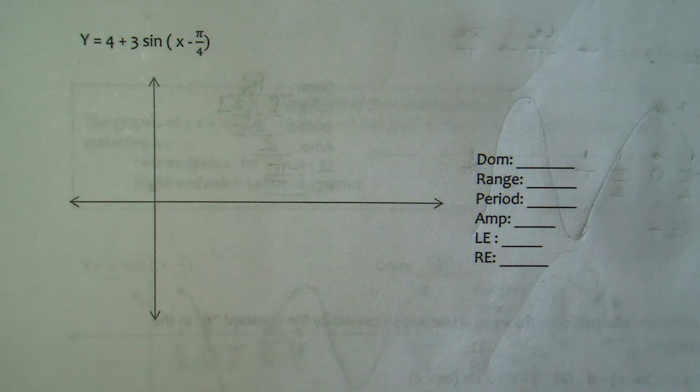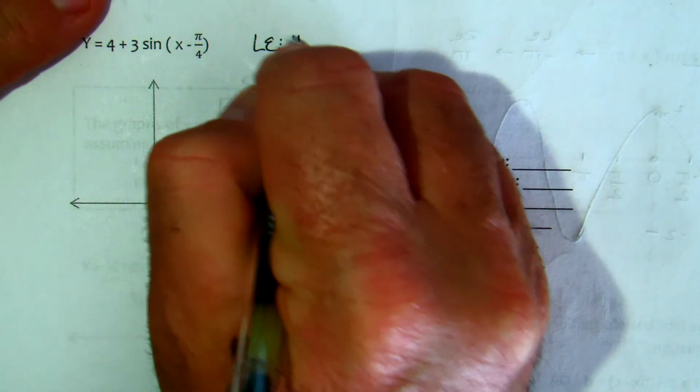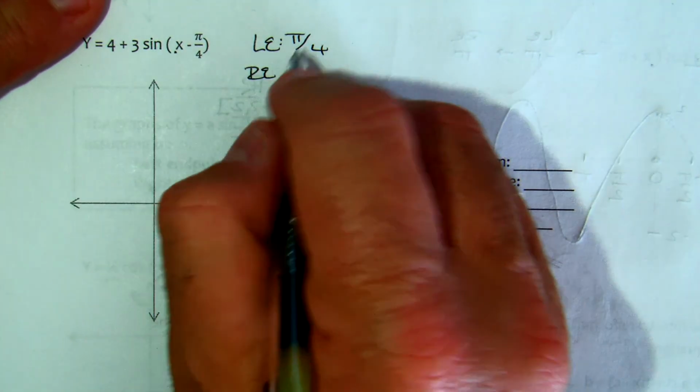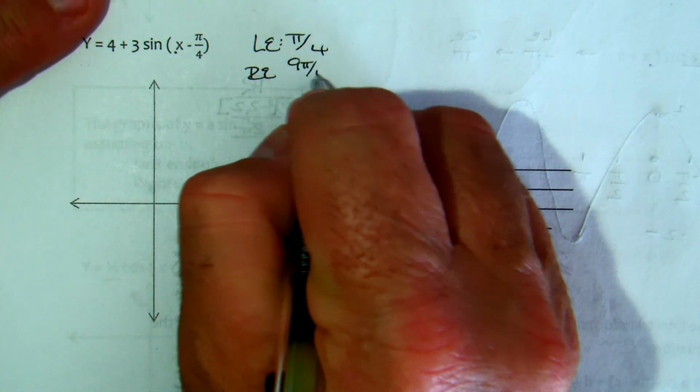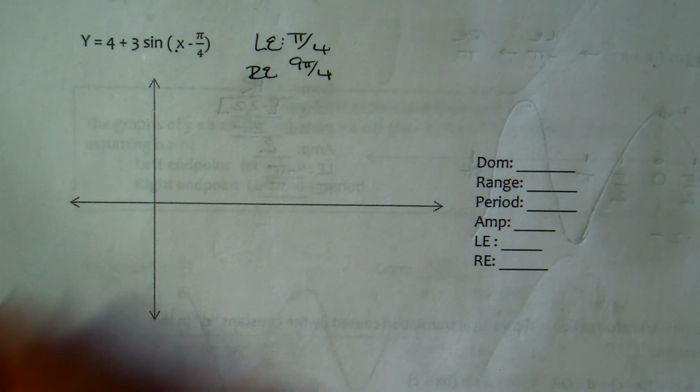Last one, 4 plus 3 sine of x minus pi over 4. Okay, so left endpoint, pi over 4. Right endpoint, since there's no coefficient of x, would be 9 pi over 4. All right, hopefully everybody's good with that. Amplitude is 3.